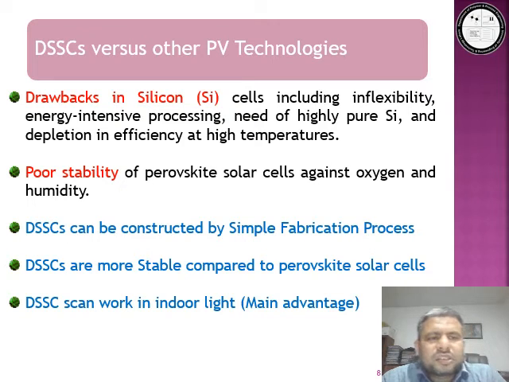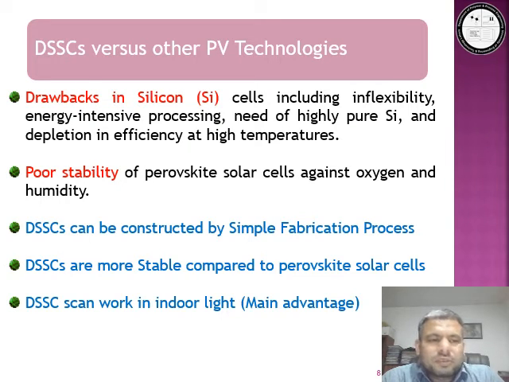Still, silicon-based solar cells are most in demand in the photovoltaic market due to high efficiency of approximately 15 to 20%. However, their energy-intensive processing, rigidity, reduction in the efficiency at higher temperatures, and requirement of extremely pure silicon are the prominent concerns in silicon solar cells. The presence of these concerns stimulated the researchers to investigate novel organic materials for photovoltaic applications.